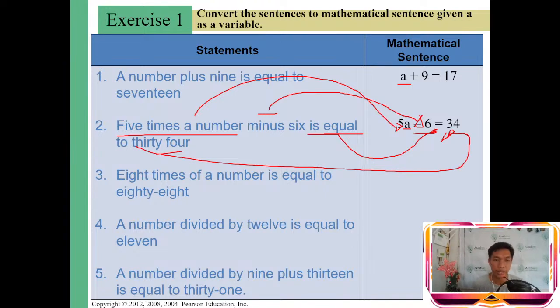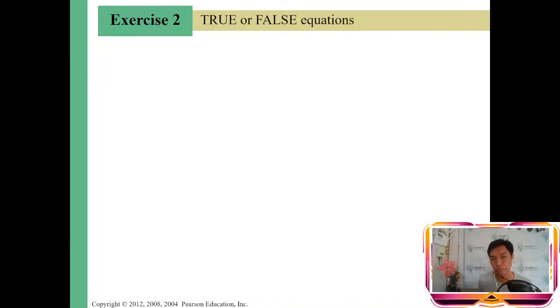And number 3, we have here 8 times a number is equal to 88. Very simple. As you can see here, 8 times a number, 8A, equals 88. Another one, we have a number divided by 12 is equal to 11. Next one, a number divided by 9 plus 13 is equal to 31. Very easy.